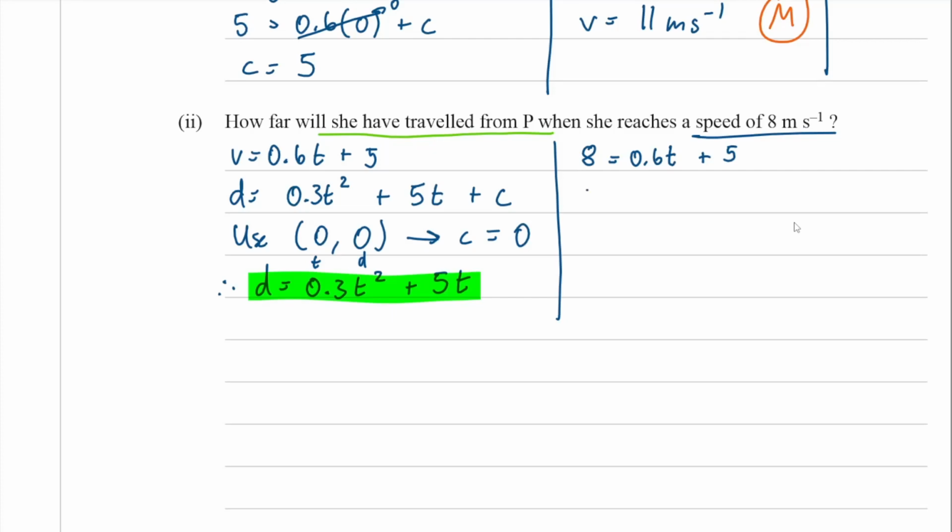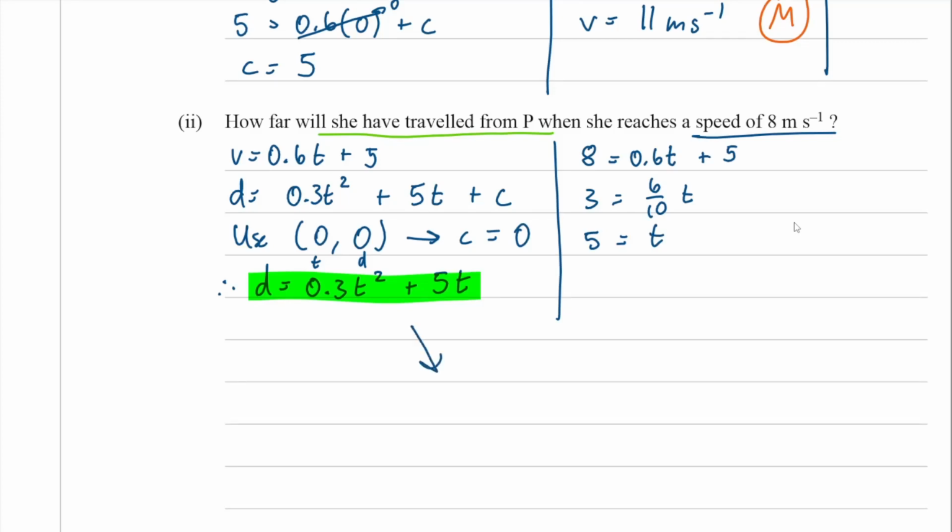So subtracting 5 off both sides. What is 0.6? That's 6 over 10. You can of course use your calculator. So timesing by 10 gives 30, dividing by 6 gives 5. So at 5 seconds, her speed will be 8 meters per second.